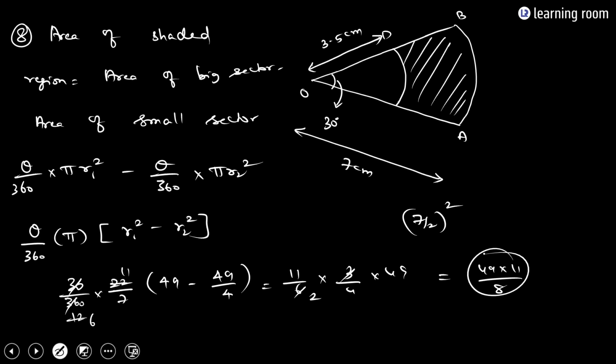Did I make any mistake? Is there anything wrong? No, sir, I left the 7. Where did I leave 7? Oh, in the denominator. Okay, then it is going to be 7. So answer is 77 by 8. I think that's what is given. Yeah, 77 by 8 centimeters square. Now it is fine, no?